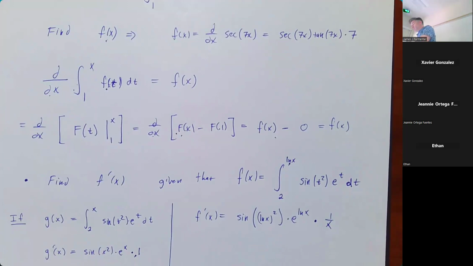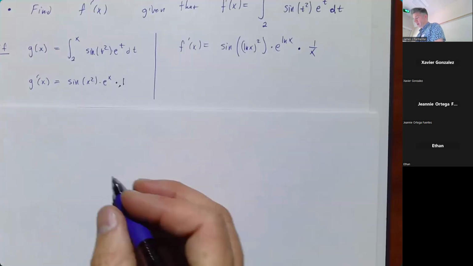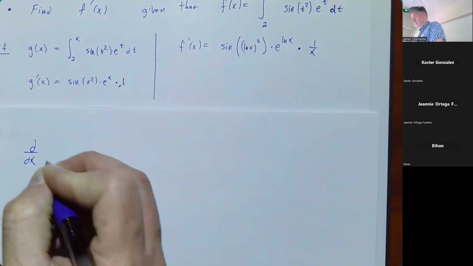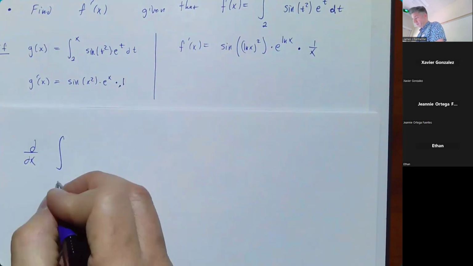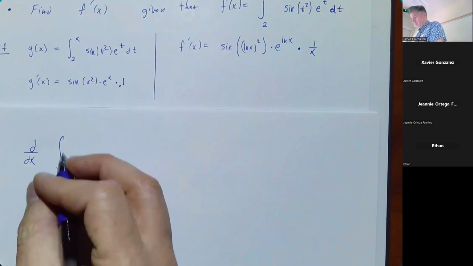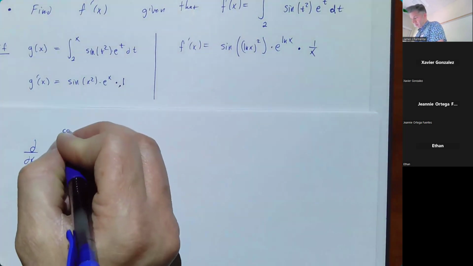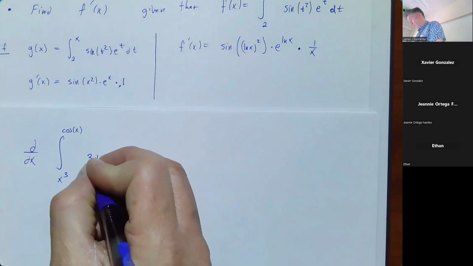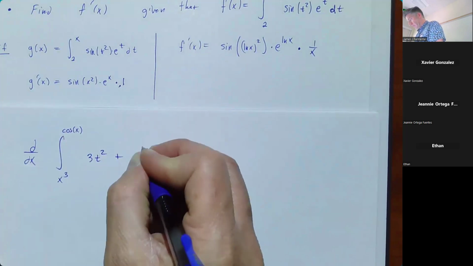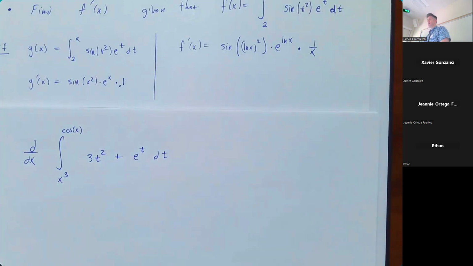And we can even make it more challenging by having both the bottom and the top have variables. If I wanted to find, say, the derivative of the integral from x cubed to cosine of x of 3t squared plus e to the t dt, we could do this the long way. You shouldn't do it the long way.